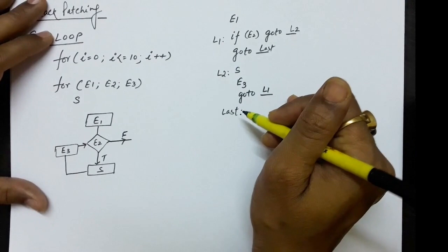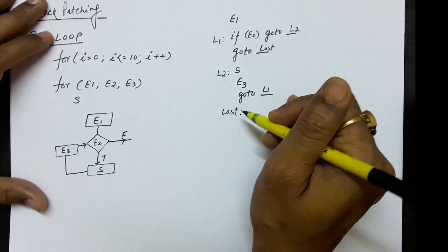Now we're going to write the case 1. So let's say level 1 is defining the case 1. So A equals to B plus C can be written in three address code as, let's say T1 equals to B plus C and then A equals to T1. Having executed this A equals to B plus C, we will go to the end. Fine. Let's say the last level or the end level is last.